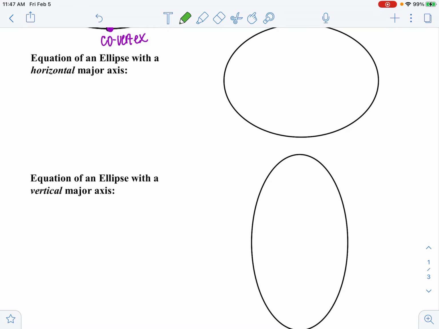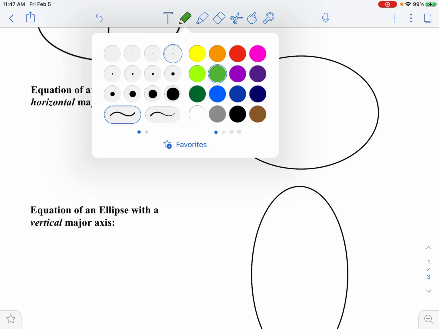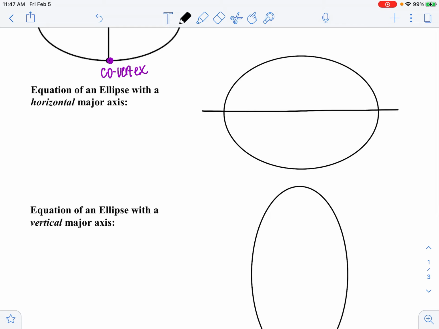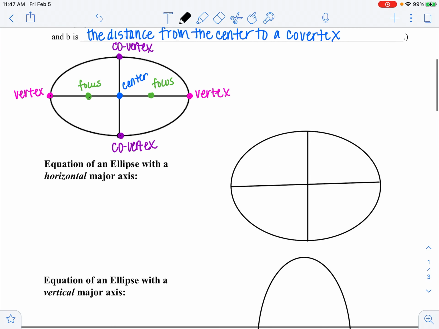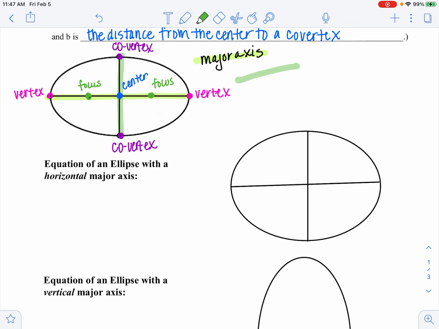So just so that we make sure we know where these variables come from, we're going to draw into our diagram also. So what I want everyone to do first is to draw a horizontal line right here, and draw a vertical line right here. Oh, and I forgot to talk about the major and minor axis. Let's highlight for that. This right here, major axis. It's the longer one. This one right here, minor axis.